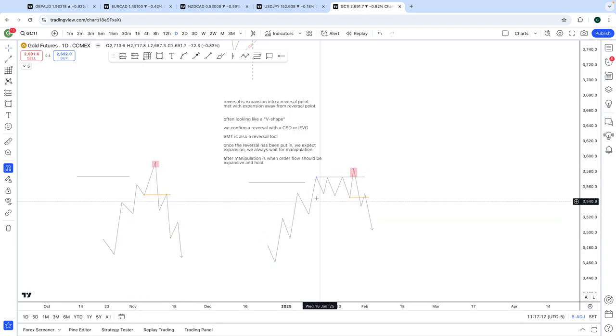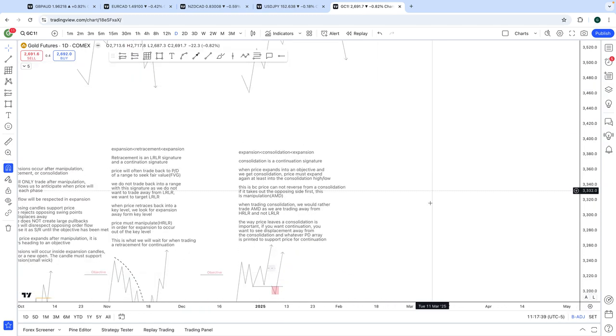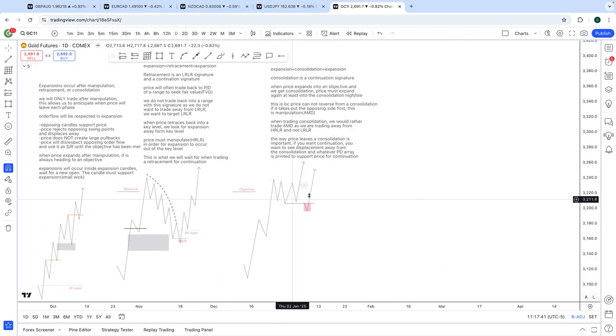What if we don't get that when we hit this reversal point? What if we get consolidation or retracement? Well, we have to wait until price expands again into this objective, and we want to see the same signature right here. Expansion into this high and expansion away. So in this case, this would be an AMD reversal signature. This is not a continuation signature in AMD. This is an AMD continuation signature, right?